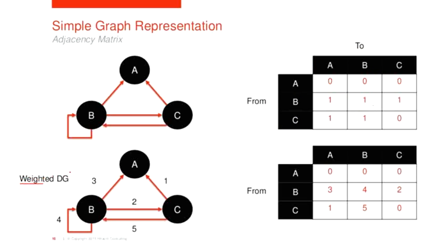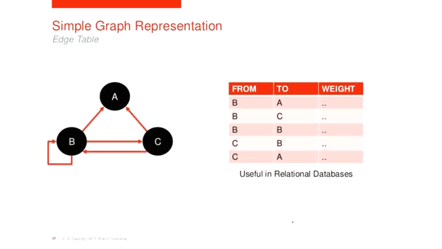Now weighted: if we want to make the same directed graph but weighted, then instead of just a 1 and 0 representation, we assign weights to them. So an edge from B to A costs 3. From B to B, this circular edge, costs 4. The only difference is that instead of simple 1 and 0, presence or absence, we now have the weights associated with them as well.